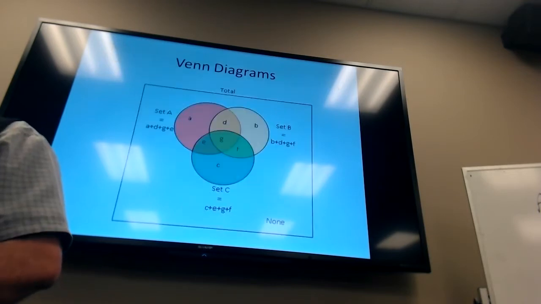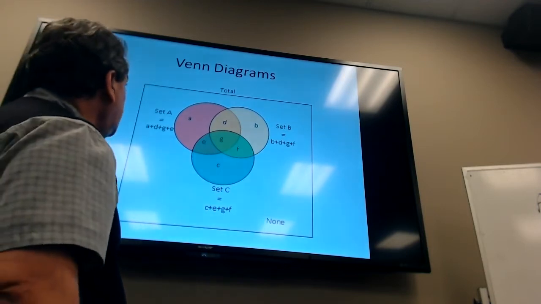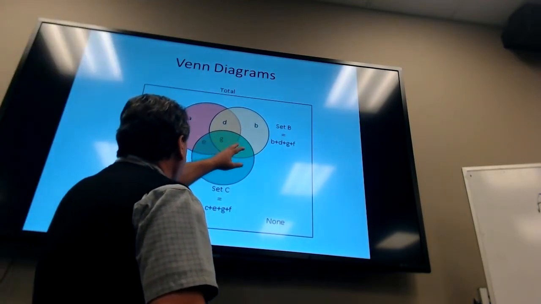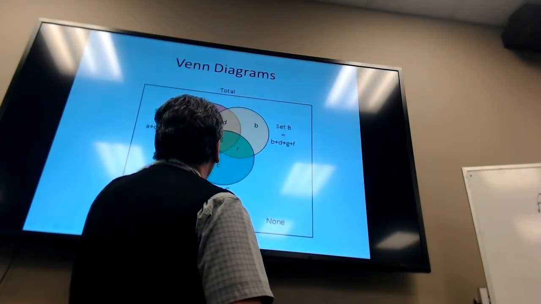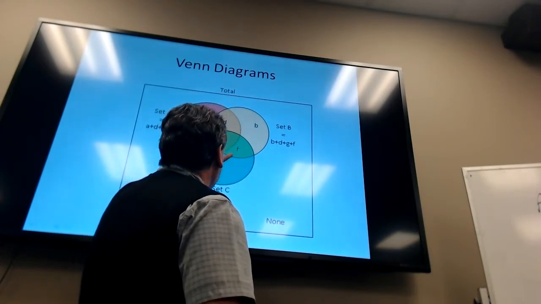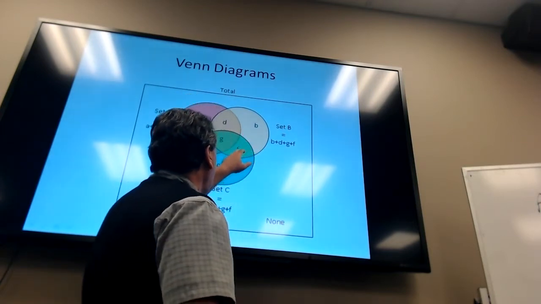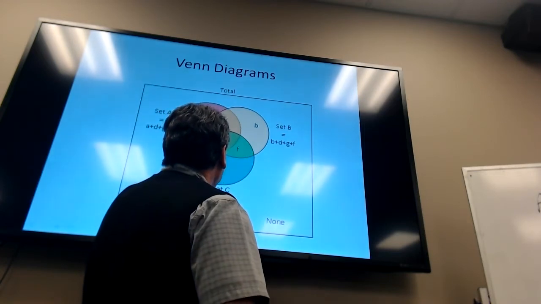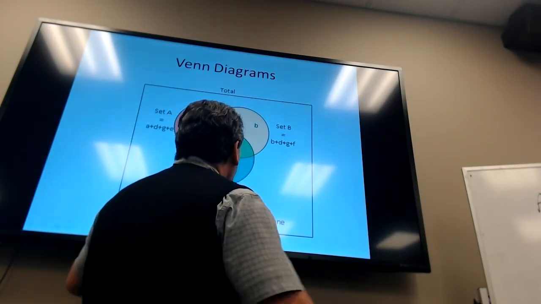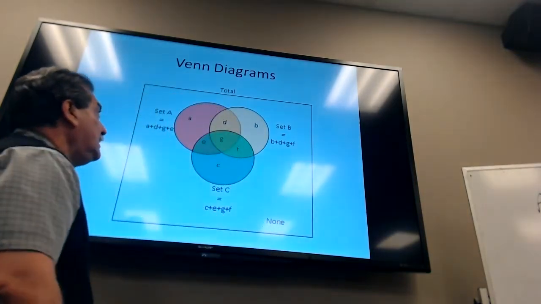You see that picture. Then we have these Venn diagrams. Very interesting. Here in the Venn diagrams, basically you have set A, set B, and set C. And these different elements: set A contains a, b, g, and d; set B contains b, f, g, and d; set C contains c, e, g, and f. And then outside, none. Okay?